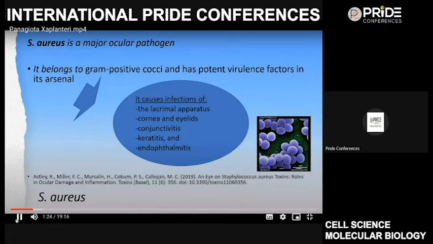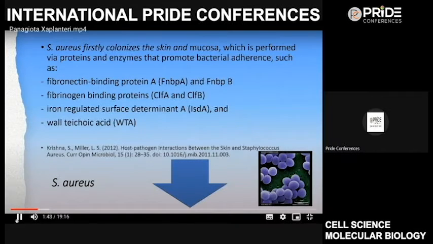Staphylococcus aureus is a major ocular pathogen. It belongs to gram-positive cocci. It has potent virulence factors. It causes infection of the ocular vasculature and adnexa, with proteins and enzymes that promote bacterial adherence, such as microbial surface components, fibronectin-binding proteins, and glycolic acid.